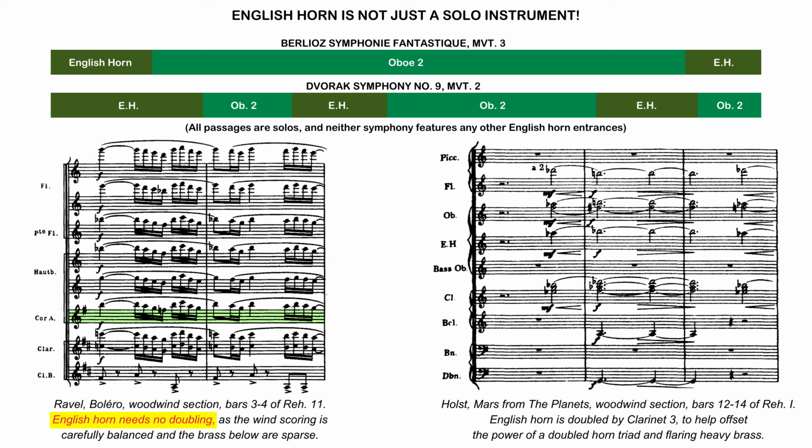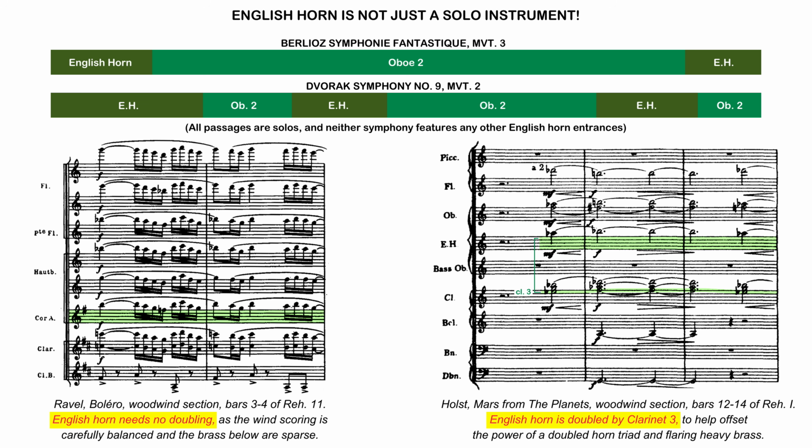In dynamically soft to medium loud scoring, English horn balances pretty well on a note-for-note basis. But in loud passages, it's better to double the English horn's part with another instrument of a similar range, like clarinet or tenor register bassoon.